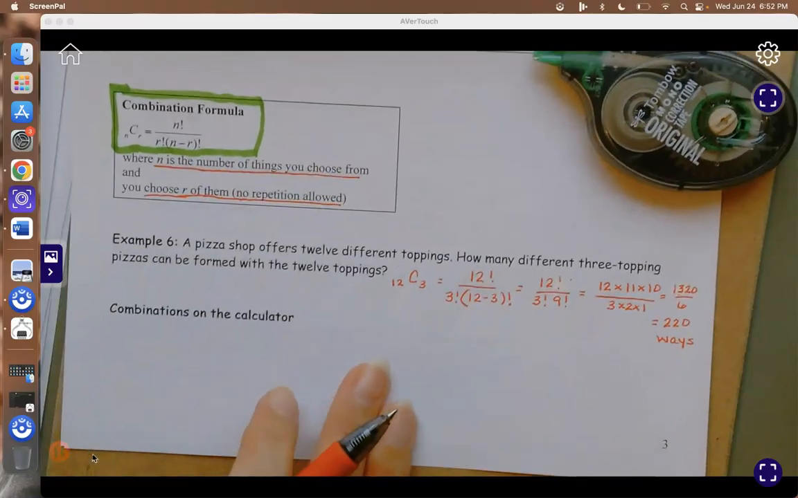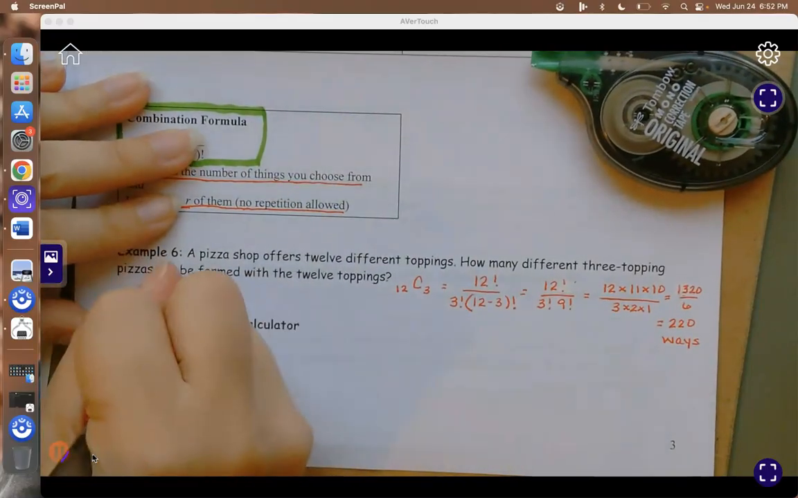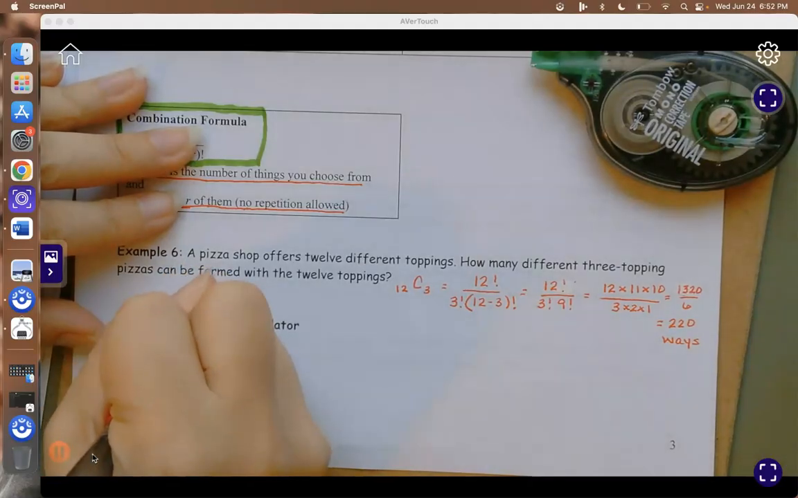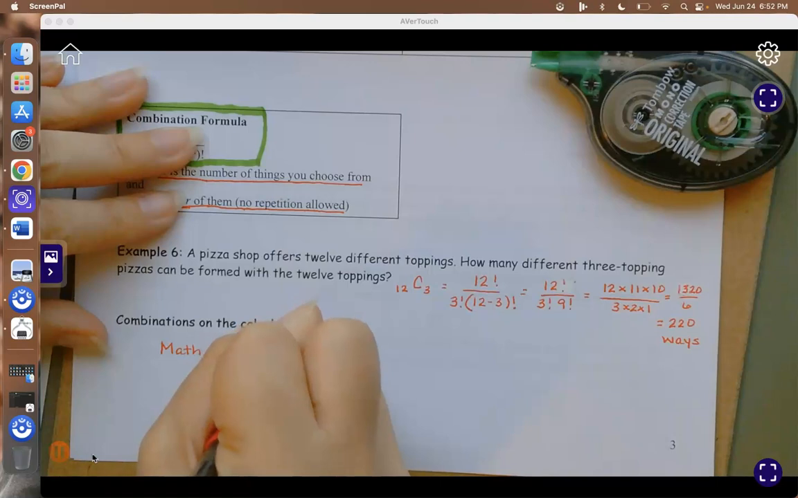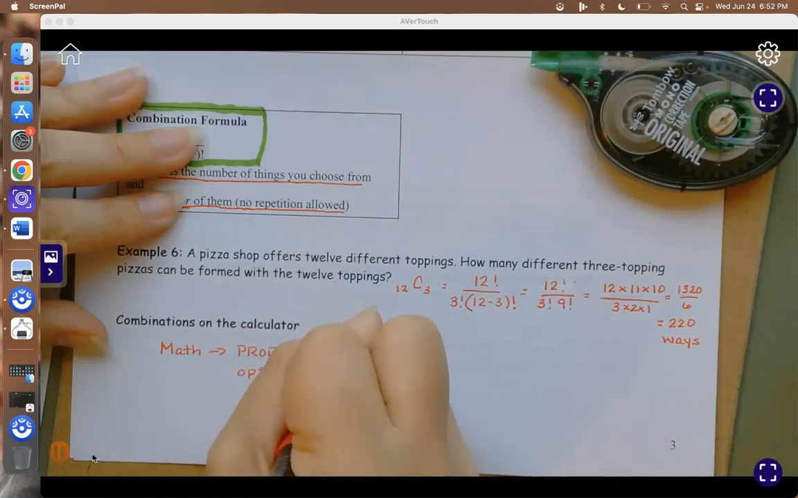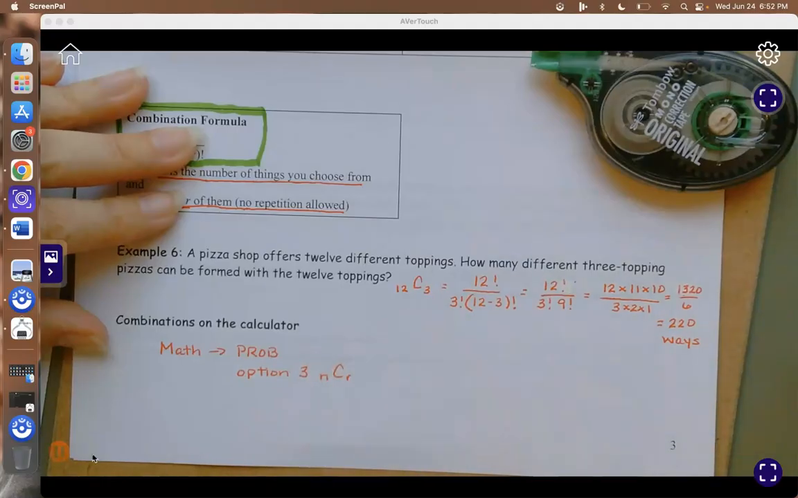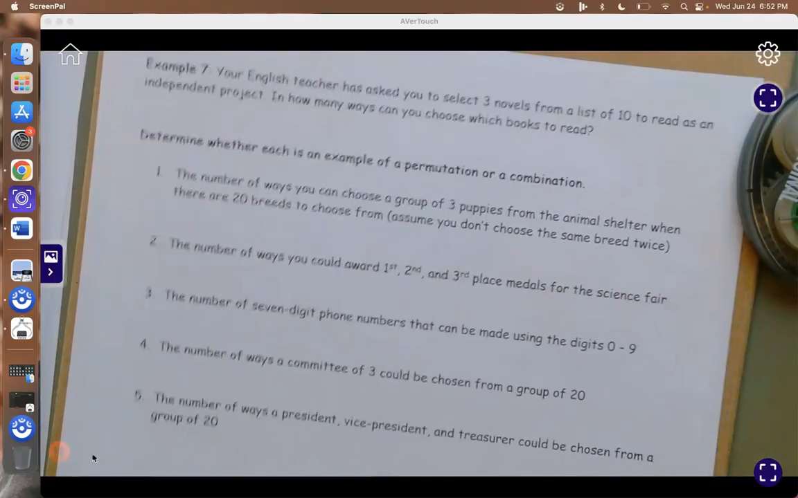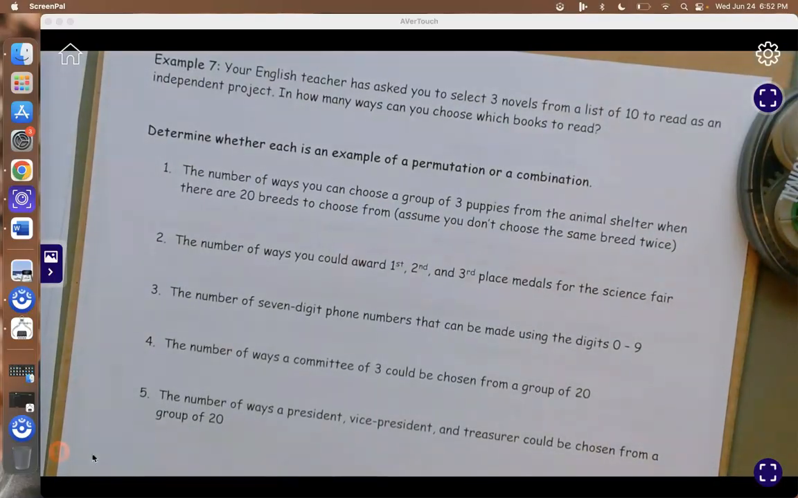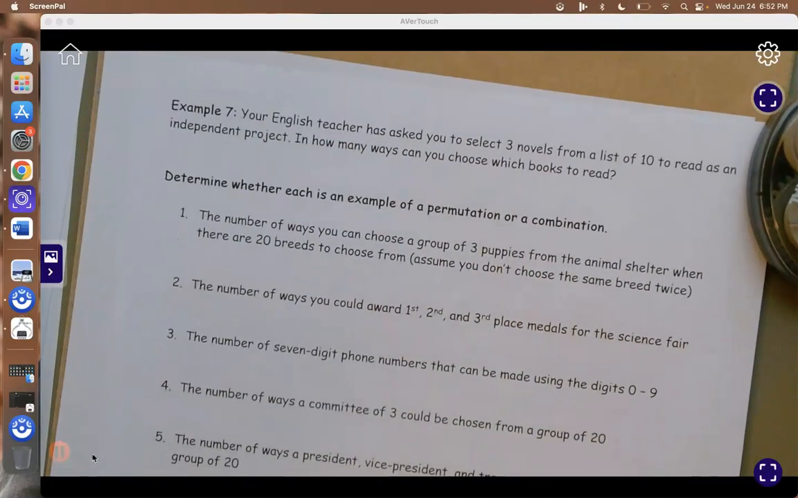Okay? Now, how do we do combinations on the calculator? Well, we have math. We go over to probability again, and we select option 3, which is NCR. Okay. All right. So now let's do a couple of examples of these, and then we'll save the rest for tomorrow or the next class period.